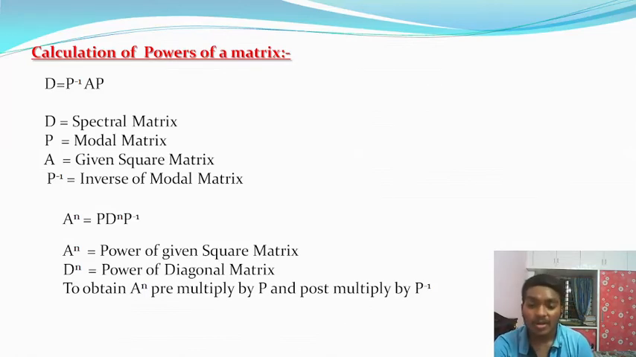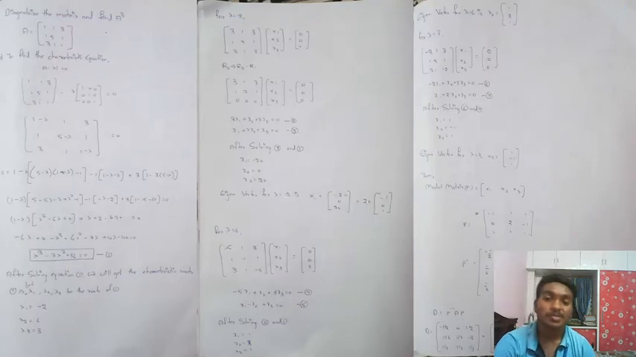A^n is the power of the given square matrix, which we need to calculate. D^n is the power of the diagonal matrix or spectral matrix. For example, if we need to calculate A cube, we need to calculate D cube, so we are multiplying D into itself n times. The simple trick to remember this formula is that to obtain A^n, we pre-multiply by P and post-multiply by P inverse. Here are some examples.